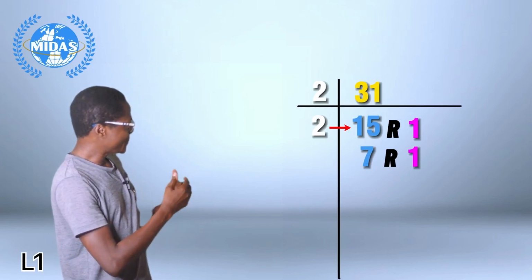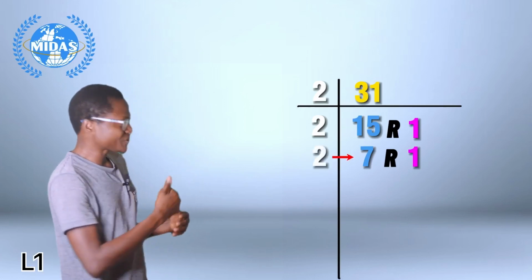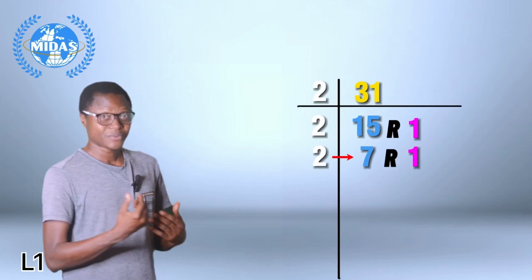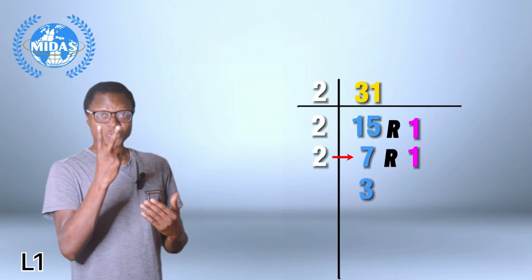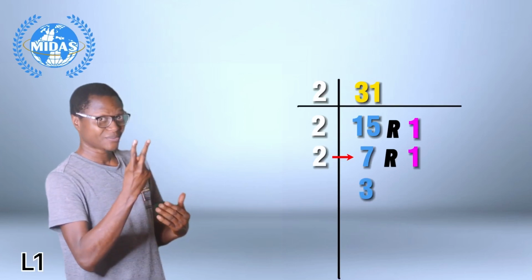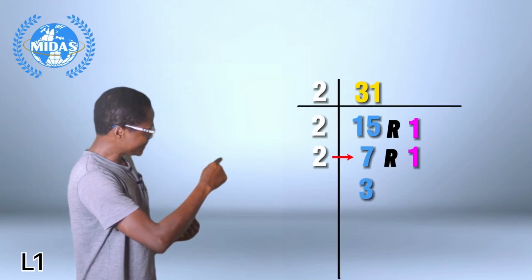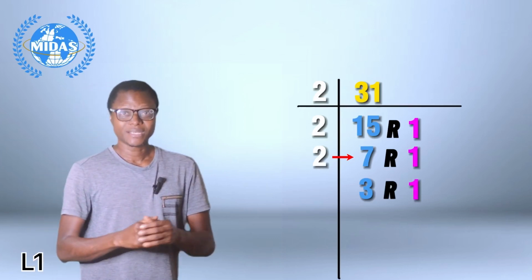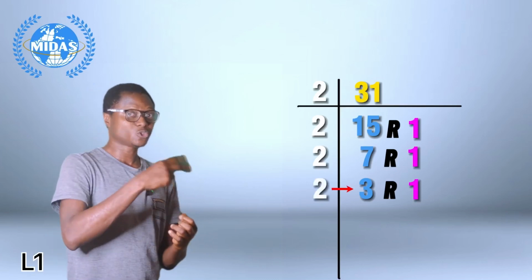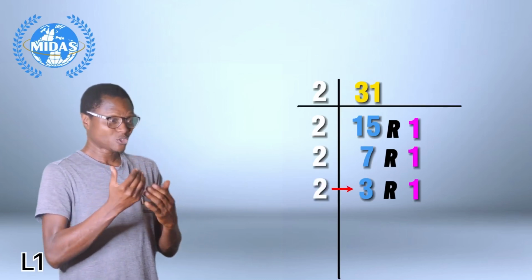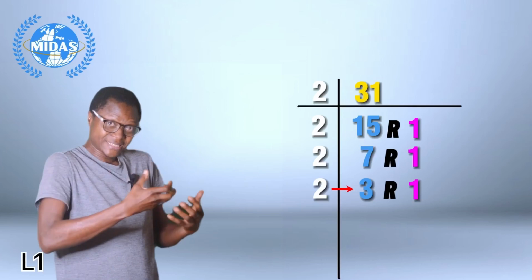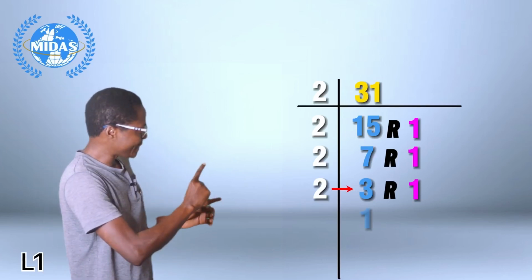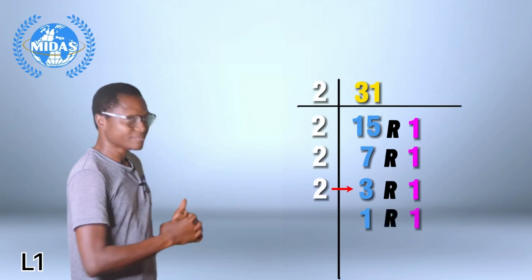Then we'll come to, okay, how many 2s can get into 7? Are you seeing it now? We realize that 3 2s, 2 times 3 will give us 6. So 3, remainder 1. Then we'll check again. How many 2s can fit into 3? There's only 1 2 that can be inside 3. Remainder 1. It will be 1, remainder 1.